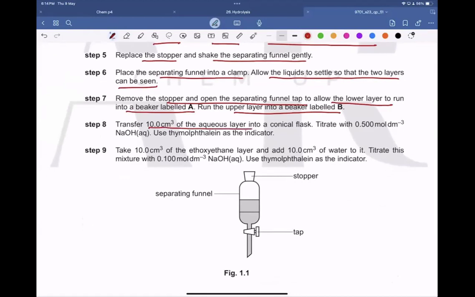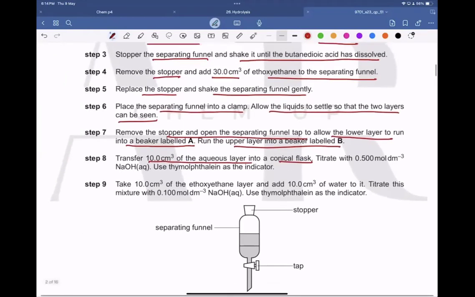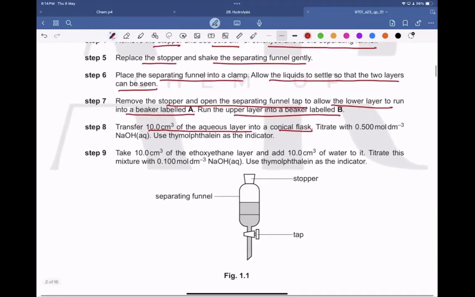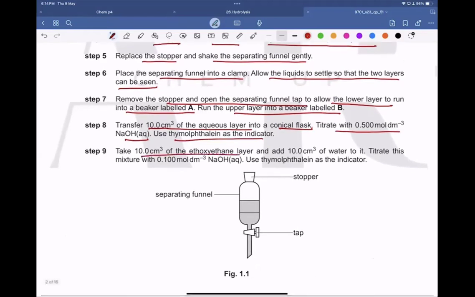Transfer 10 centimeter cube of aqueous layer into a conical flask. Titrate with 0.5 mole per dm cube sodium hydroxide. Use thymolphthalein as an indicator. Take 10 centimeter cube of ethoxyethane layer and add 10 centimeter cube water to it. Titrate this mixture with 0.1 mole per dm cube sodium hydroxide. Use thymolphthalein as an indicator. So see, we have performed the titration with both the solutions having butane dioic acid in it, one with the water and one with the water and ethoxyethane.